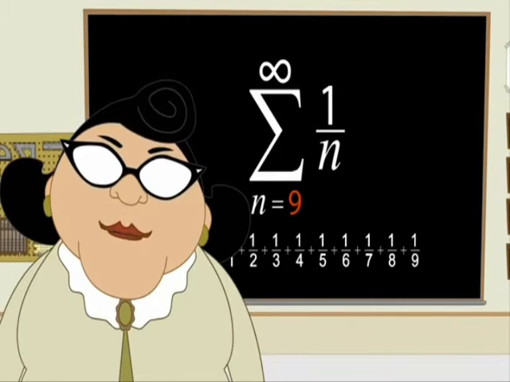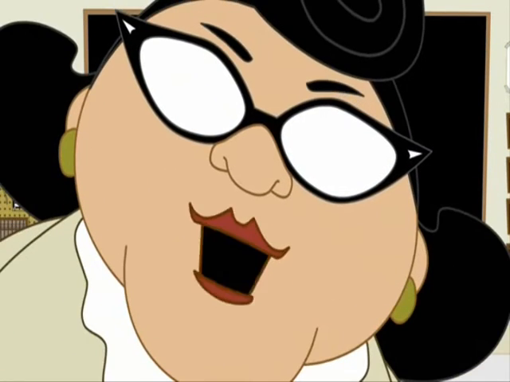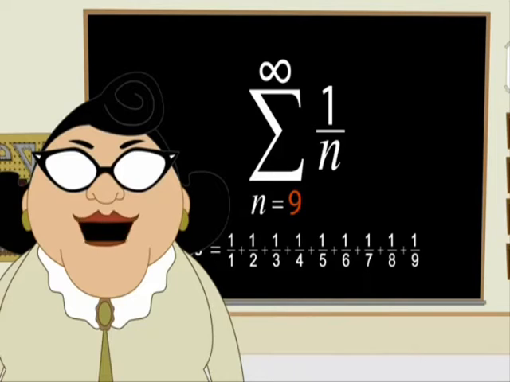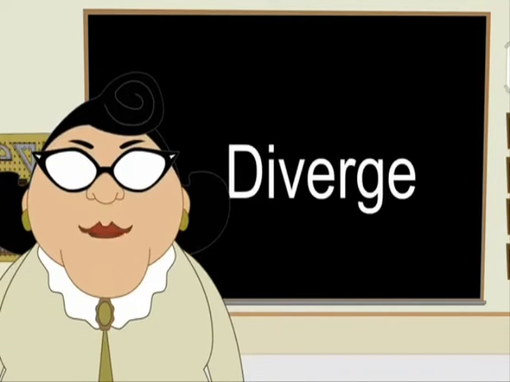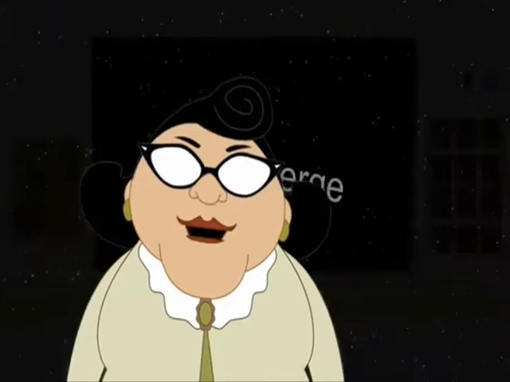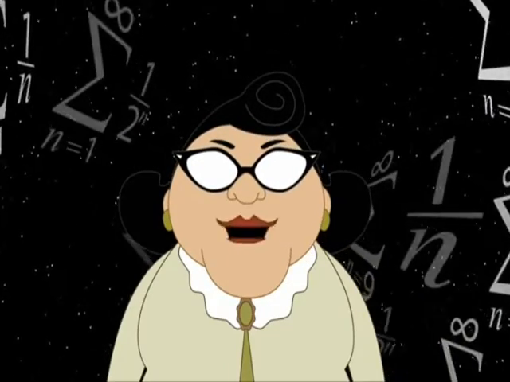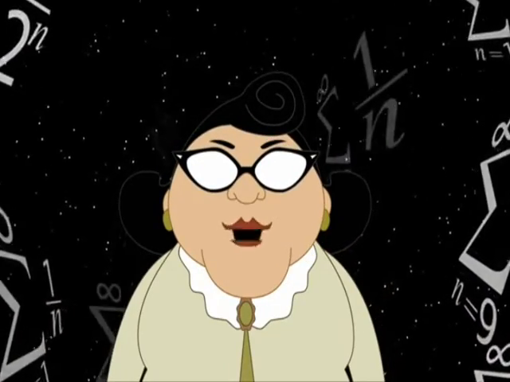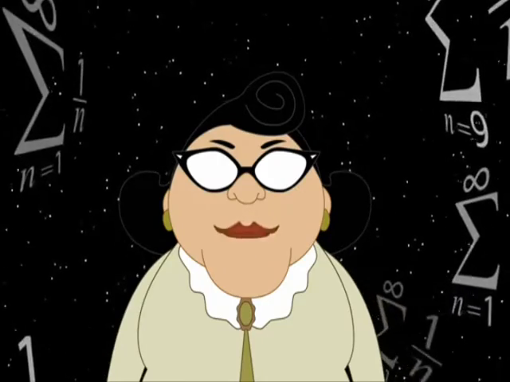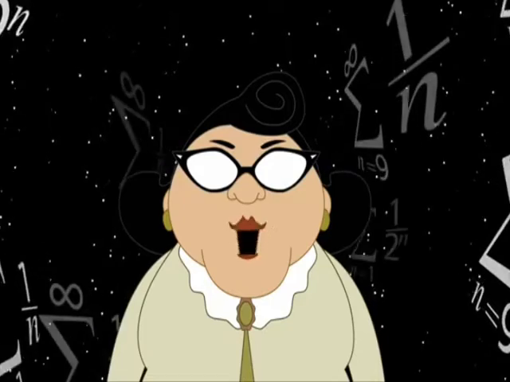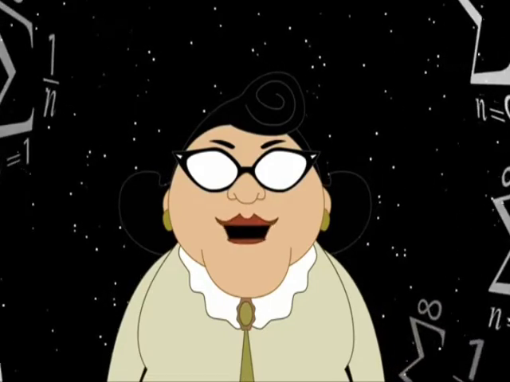But it turns out that this series does not converge. Even though the terms get smaller and smaller, they will still add up to infinity. We say that this series diverges. Perhaps it seems strange that some series with decreasing terms converge to a number, while other series with decreasing terms diverge to infinity. It is not always obvious which series will converge or diverge.